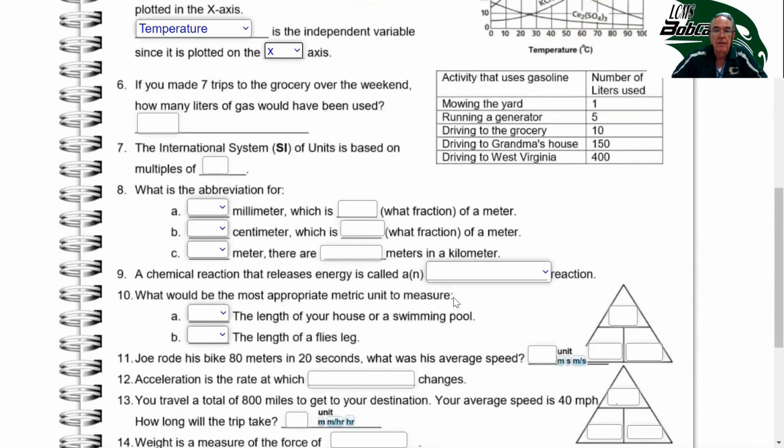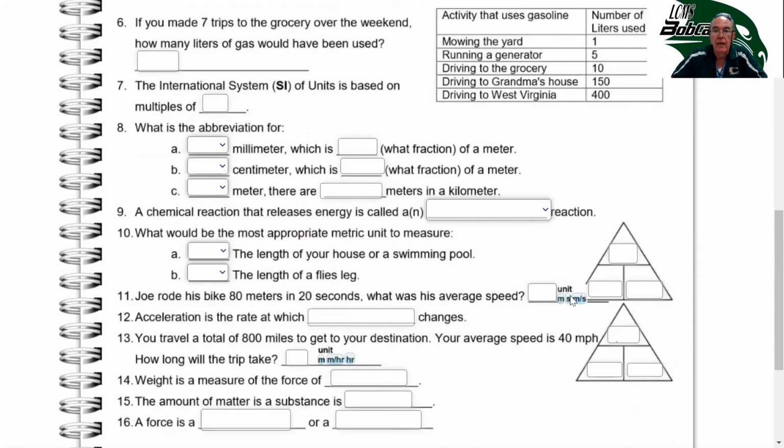Okay. We made 7 trips to the grocery store over the weekend. Because of this little chart, activity and uses of gasoline. Here we see driving to the grocery store uses 10 liters of gasoline. We did that 7 times, so we've used 7 times 10, or 70 liters of gasoline. The international or SI units are based on multiples of 10, just like we count.